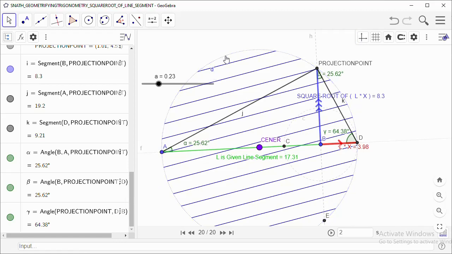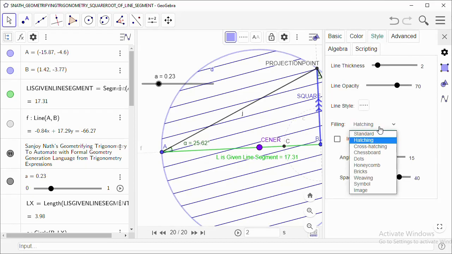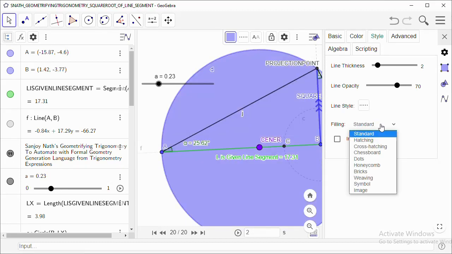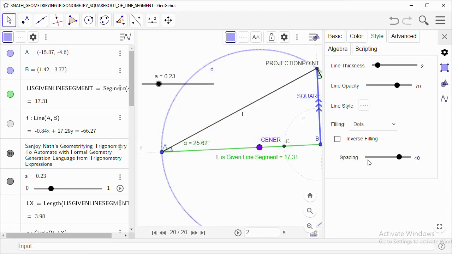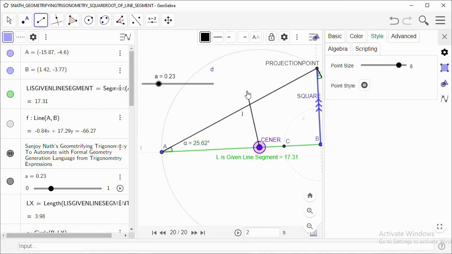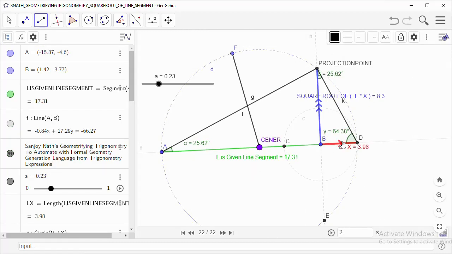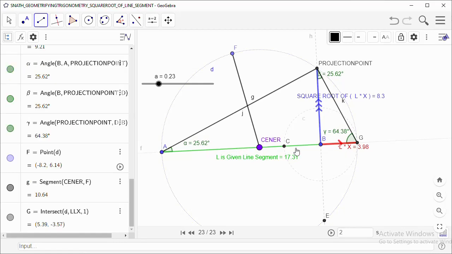Now if we don't hatch this circle, if we set the hatch as none, or standard, or dots, then there is no hatching. Now we are getting it more clear. If we draw the radius from the center, then we can make it clearer here. Suppose this length is given. Now we extend it with the unit length.